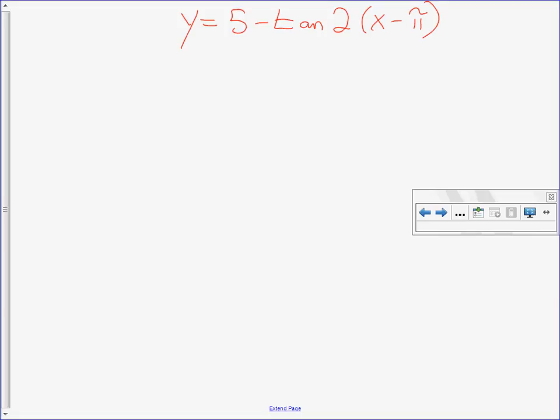Y equals 5 minus tangent of 2 times the quantity x minus pi. Once again, as we start these problems out, you're always going to list out your A, B, H, and K. Figure out what your period is going to be. You don't have to worry about finding any amplitudes. You know what the A value is that's given to you. You don't have to change anything.